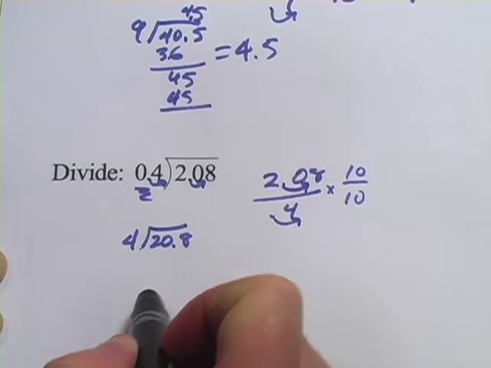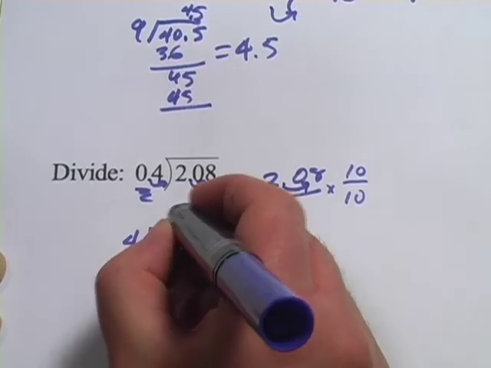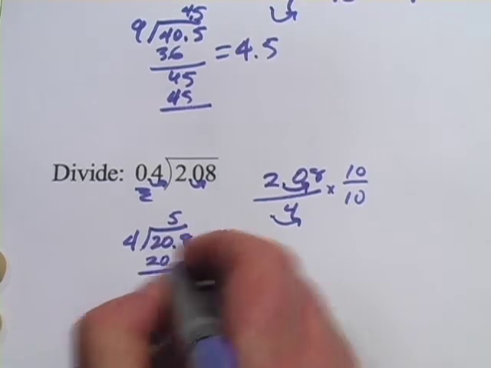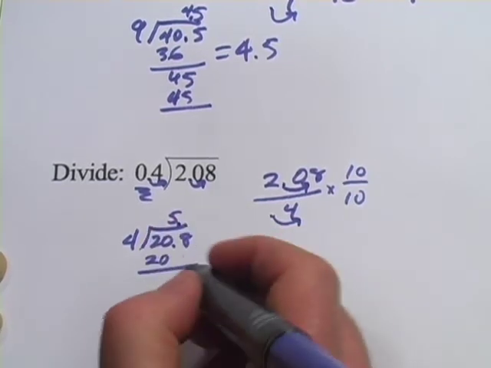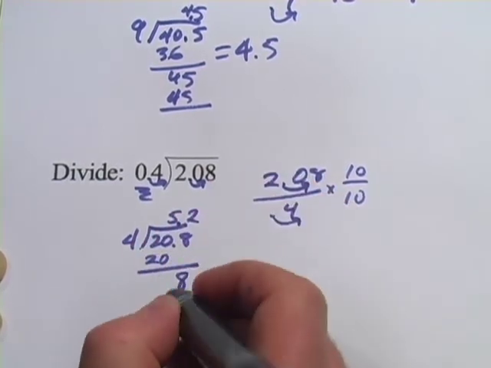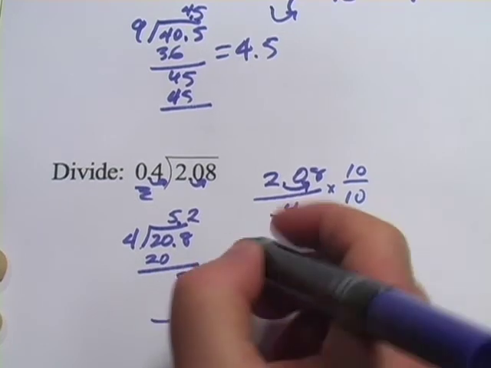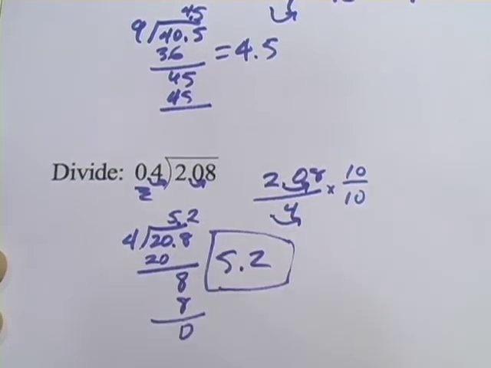Now we can proceed. We've got, let's see, how many 4s in 2? Nope. How many 4s in 20? Well, that's easy. That's 5. 5 times 4 is 20. We'll subtract. Let's put the decimal point up there now that we're at that spot. So we just get 8. How many 4s in 8? 2. And that comes out even, and we get 5.2 as our answer.